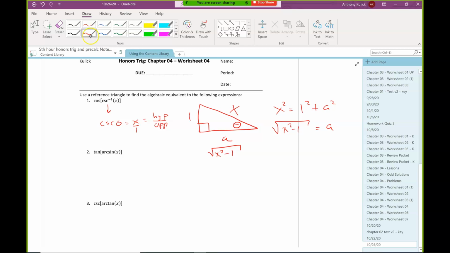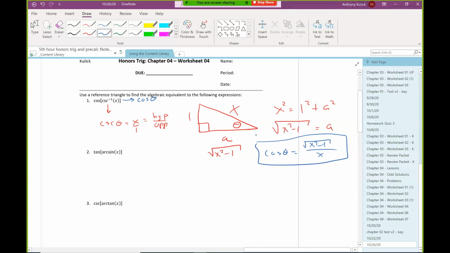So now I have this angle. I know what angle theta looks like. So this just becomes then cosine of theta. So cosine is adjacent, which is the square root of x squared minus 1, over hypotenuse, which is x. And there's my answer. Does that feel okay, Elizabeth?